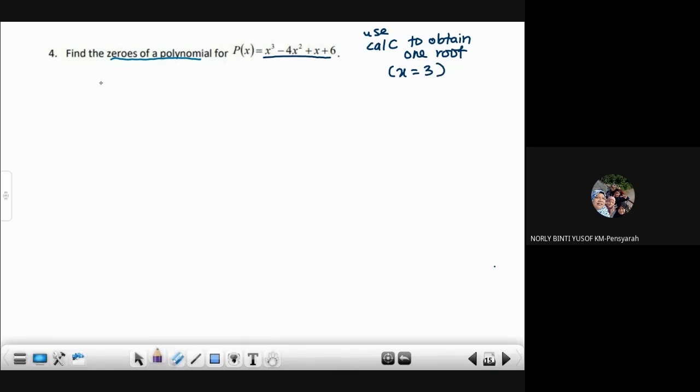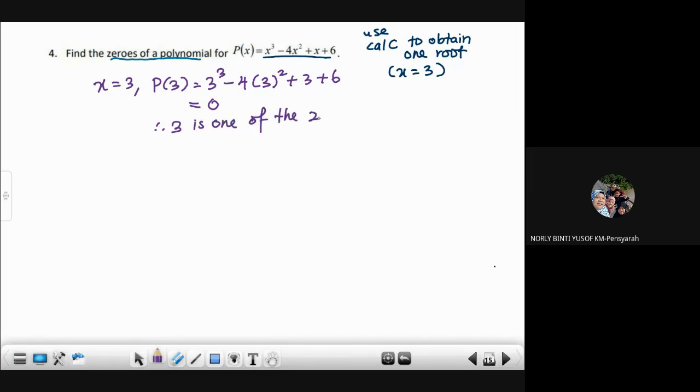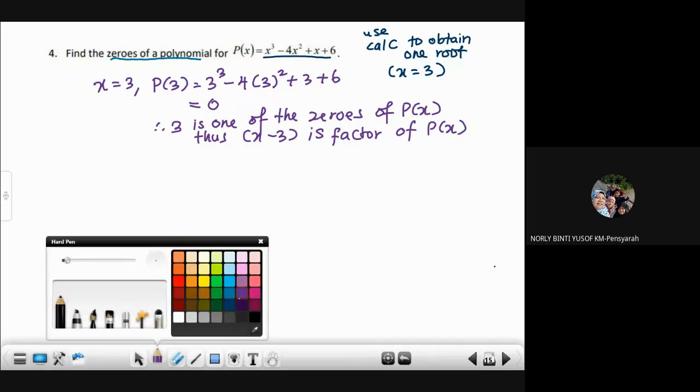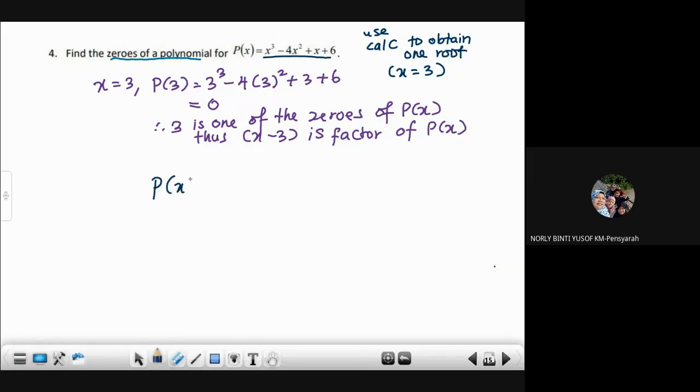Assignment pun sama X minus 3. So P3, 3 kuasa 3 tolak 4, 3 kuasa 2 tambah 3 tambah 6. You akan dapat kosong. So thus 3 is one of the zeros of Px. Thus x minus 3 is factor of Px. Lepas tu barulah tulis Px dia. X kuasa 3 tolak 4 X kuasa 2 tambah X tambah 6.